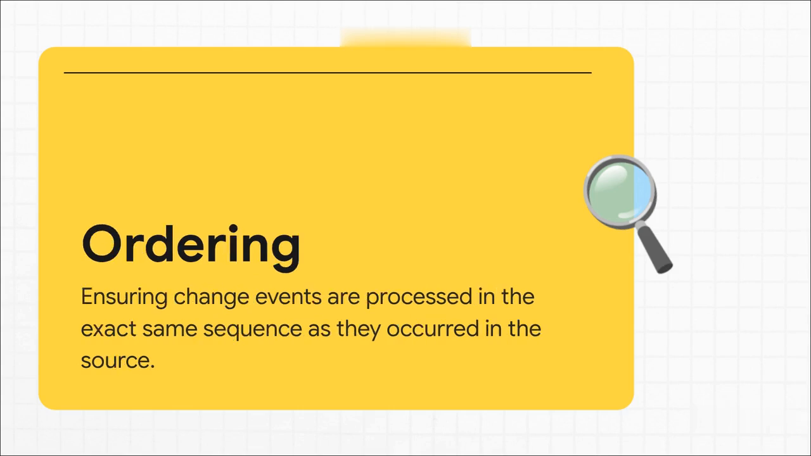Next up is ordering. And let me tell you, this one is absolutely critical. Imagine a customer updates their address and then places an order. You have to process those events in that exact order. If you flip them, you could ship a very expensive product to the wrong place. For a lot of systems, getting the order right isn't just a nice-to-have, it's completely non-negotiable.